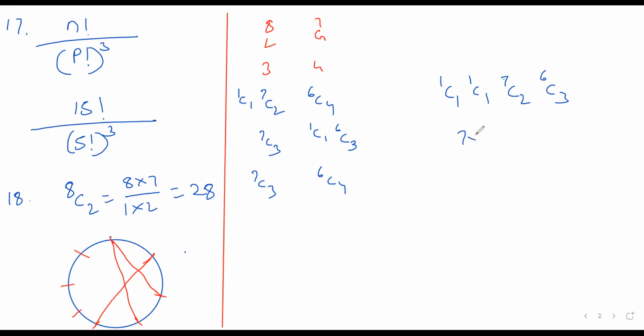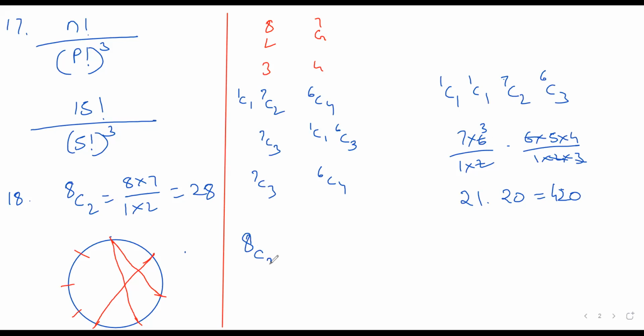7C2 is 21, into 20, that is 420. This is the case that both of them are in committee. 8C3 into 7C4.